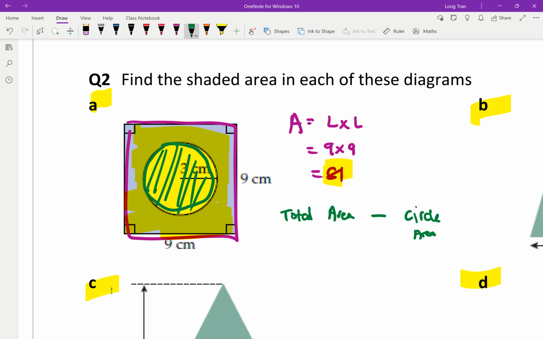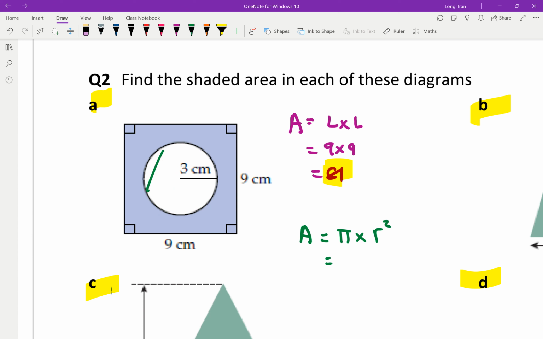True? So total area we know is 81, but how do you find the area of a circle? Go through your notes. Pi times radius squared. What's my radius? Look at the diagram. What's the radius in this circle here? So this is my circle. Think about it. What's the radius? And hopefully you figured it out. It should be 3 squared. So type in your calculator now.